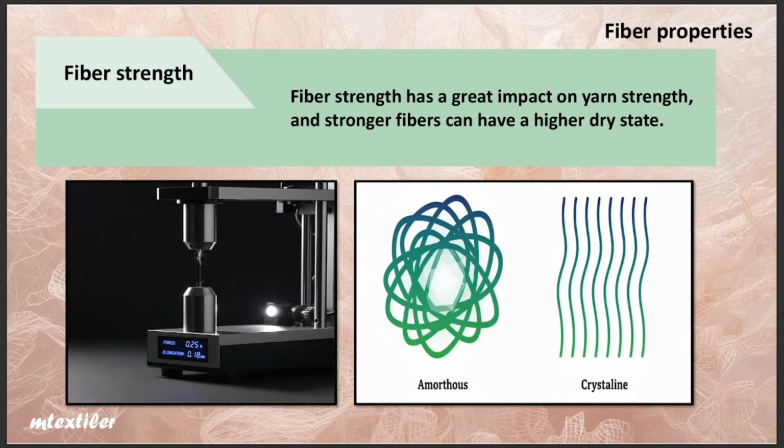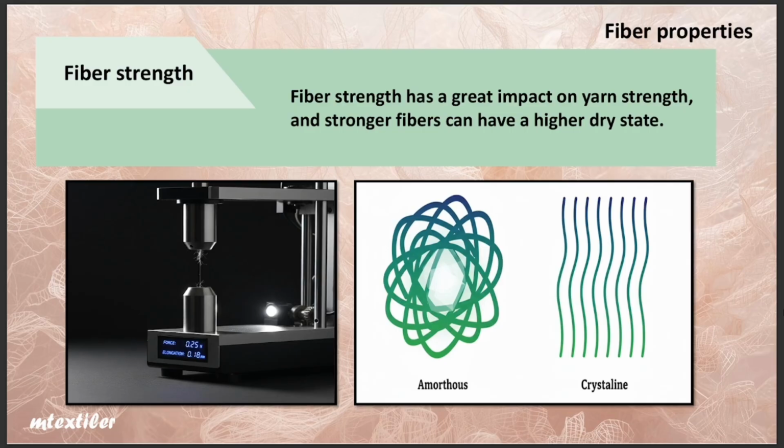In this slide, it is stated, fiber strength has a great impact on yarn strength, and stronger fibers can have a higher dry state. Fiber strength depends on the structure and chemical bonding of its molecular chains, both in natural and synthetic fibers. As we discussed earlier regarding amorphous and crystalline regions, in this section we will focus more on it. When molecular chains are aligned and ordered, they form crystalline regions, which are strong and rigid.